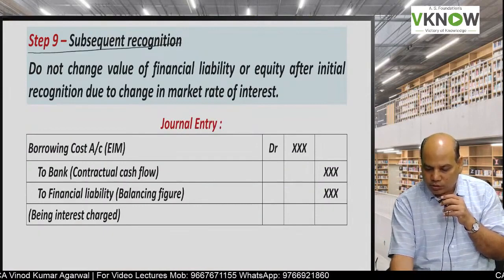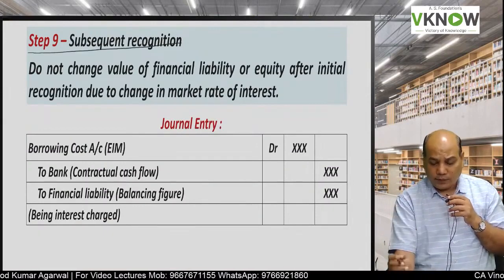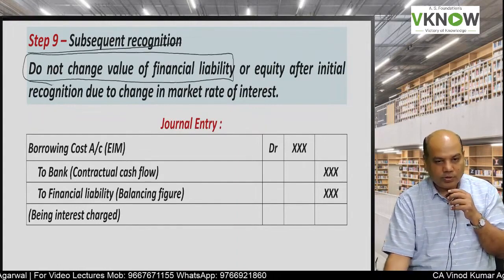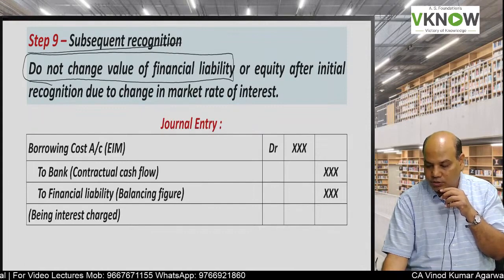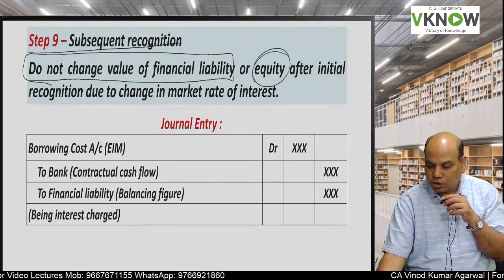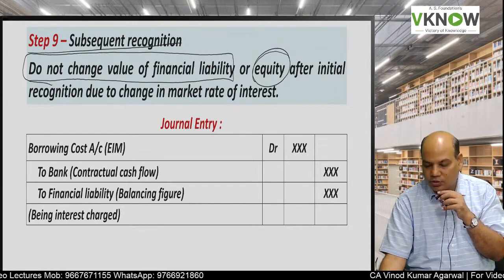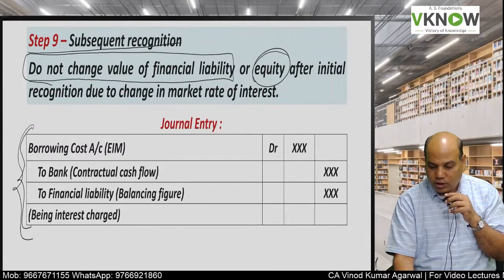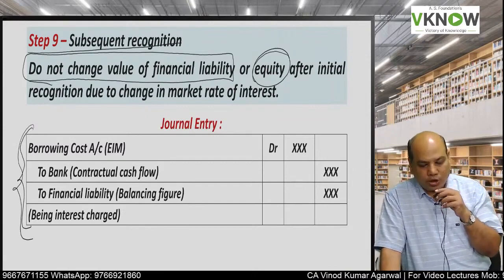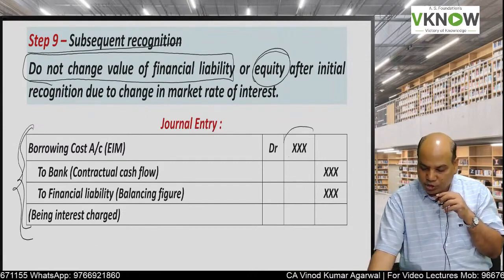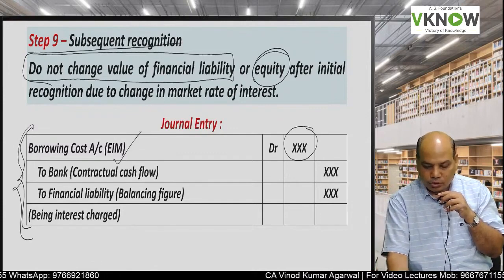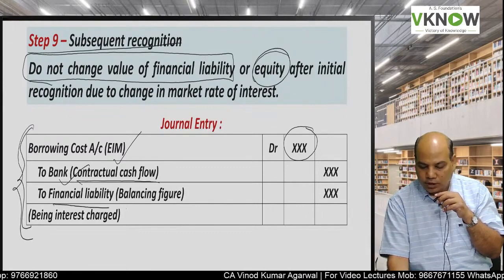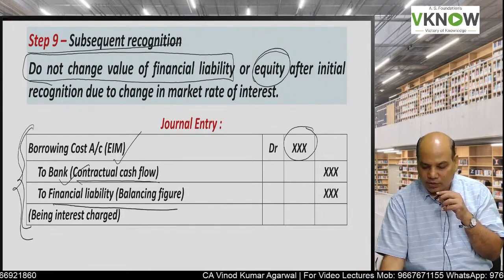What about subsequent accounting? If the financial liability is an amortized cost instrument, its fair value will not change. And as you know, equity is not fair valued again after initial recognition. Then, as usual, we will record borrowing cost account debit based on effective interest, to bank account the payment made, and to financial liability. We'll adjust the balancing figure.